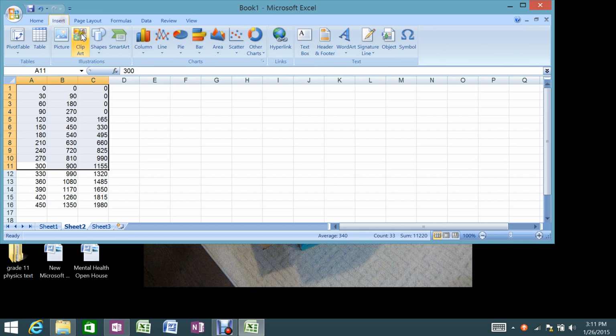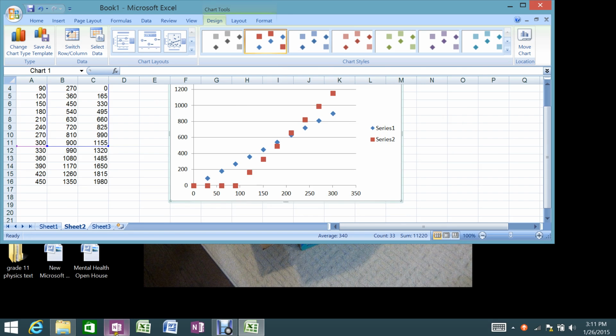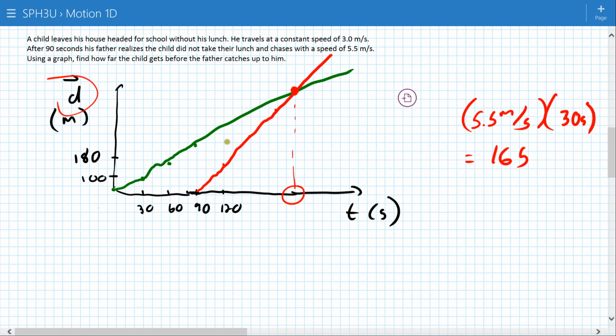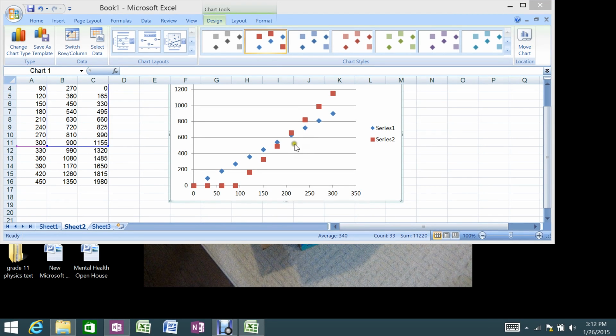If I go Insert, always use a scatter plot in physics. And here we go, and we can get an idea. Series 1 here would represent the boy, and Series 2 here would represent the dad, and that is fairly in line with the sketch that I've made, but I would trust the numbers on this much more accurately.